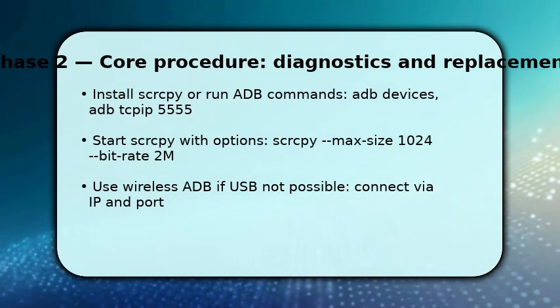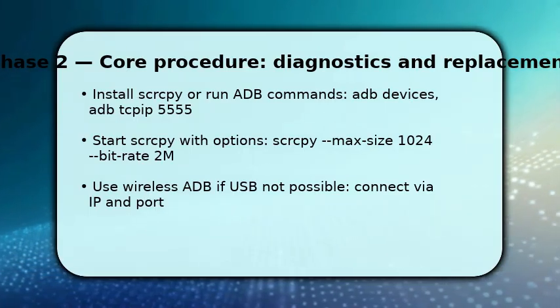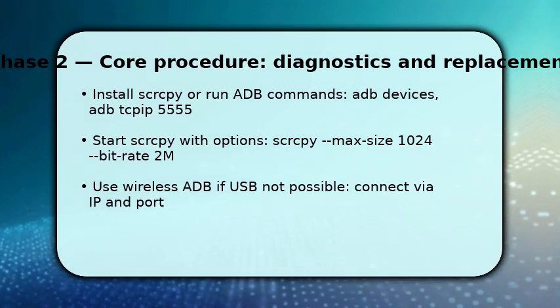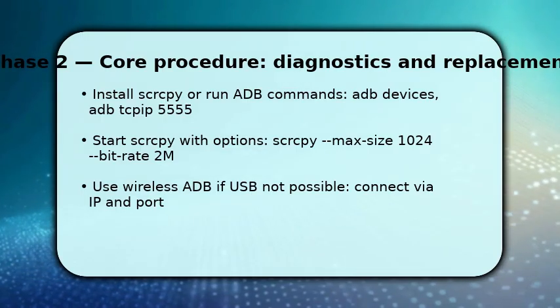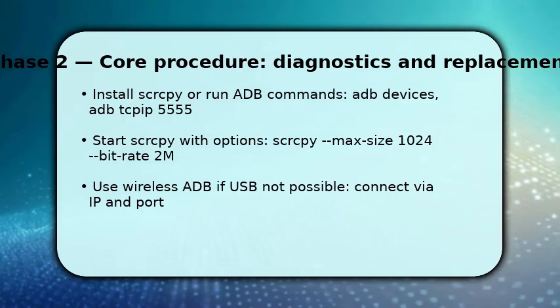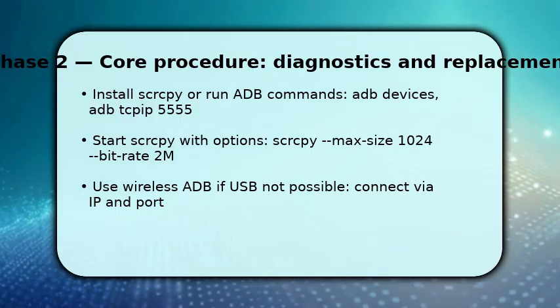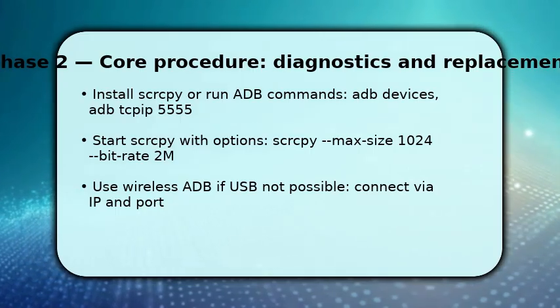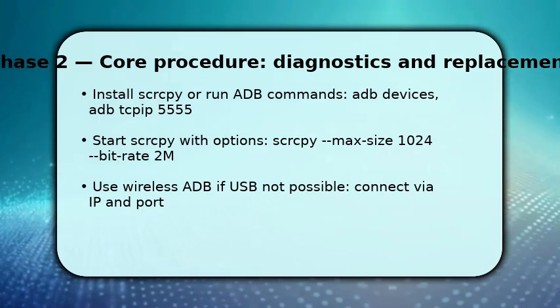Install scrcpy on your PC and confirm the device with adb devices. Once seen, run scrcpy to stream display and control. Use command options like max size and bitrate to balance quality and latency. Alternatively, forward ADB over TCP with adb tcpip 5555 and connect via the phone's IP if USB fails.